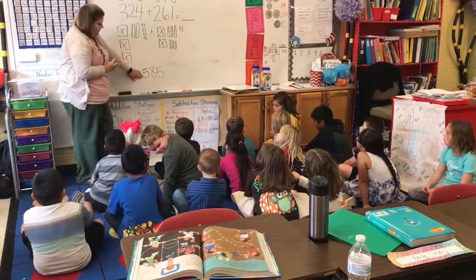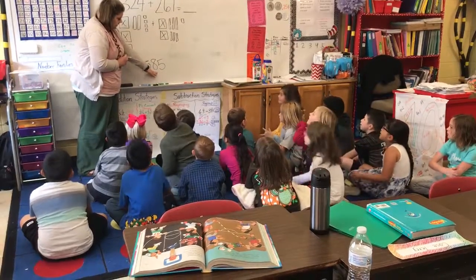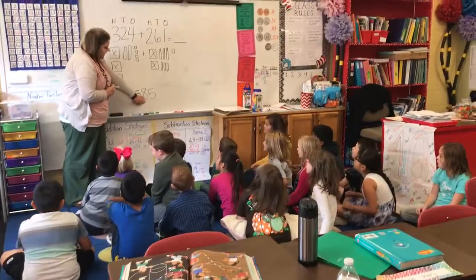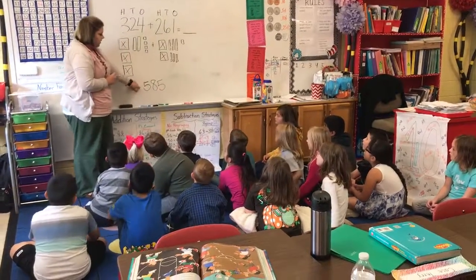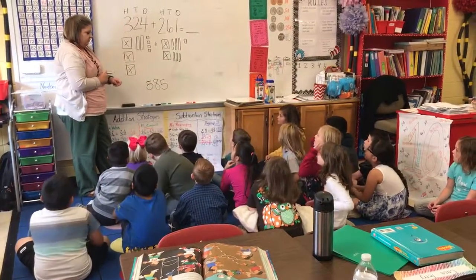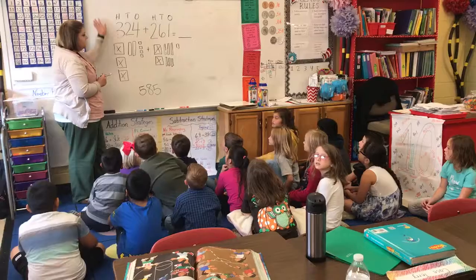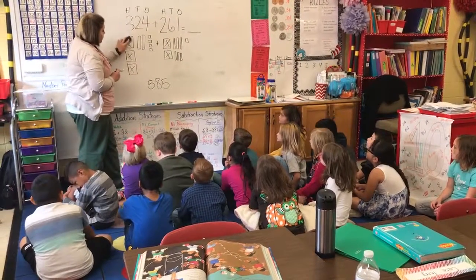So we have how many hundreds? 5. How many tens? 8. How many ones? 5. So what is our number? What's that number? 585. Good job, guys. Okay, so this is how we're going to do it our model way. So now we're going to do it the place value way.